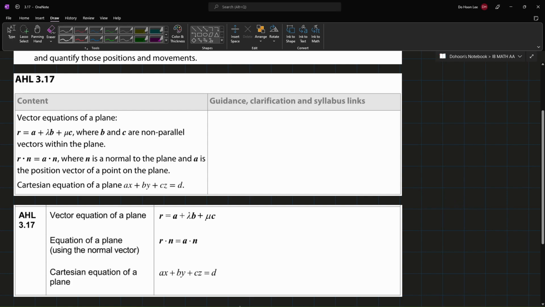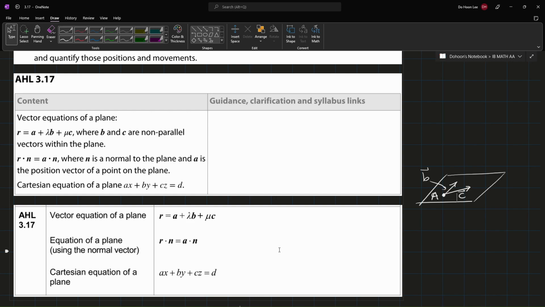So perhaps I can draw a plane like this, and this plane could have a point like this, and then it could have two vectors that are on the plane. At this position, this point A will give us the position vector A, and then this vector could be the vector B, and this vector could be the vector C.